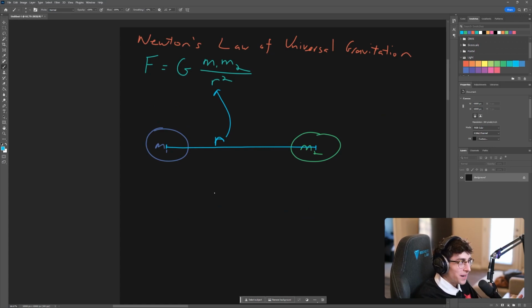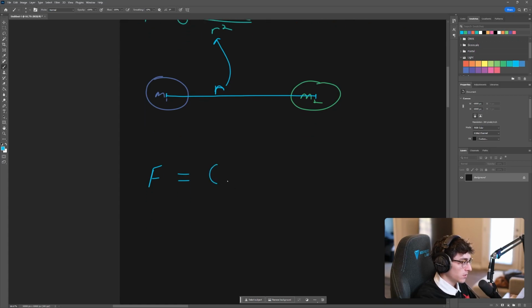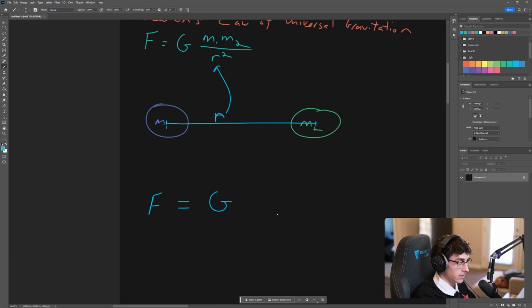Let's just start out by calculating the gravitational force between the sun and the earth. So we are going to write F equals G, and we're going to substitute in variables one at a time just to help explain things as clearly as possible. So we're just going to leave G as G for right now.